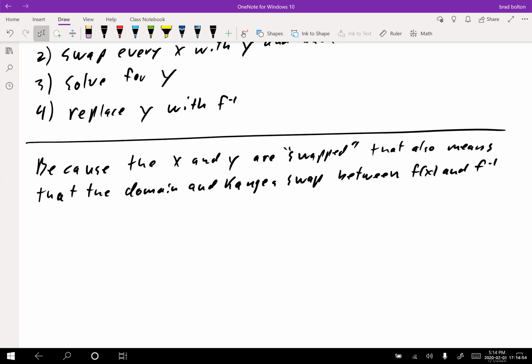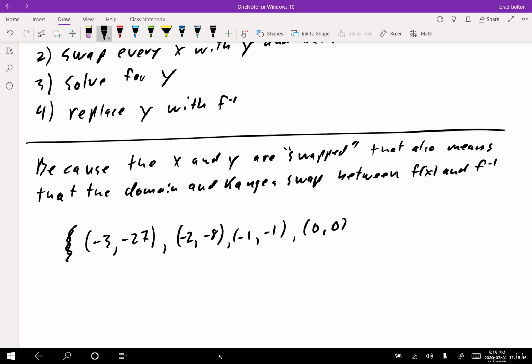So suppose that I gave you these points. Let's say that you had the point -3, -27. Say you also had the point -2, -8. Let's say you had the point -1, -1. Let's say you had the point 0, 0. Let's say you had the point 1, 1. Let's say you had the point 2, 8. And let's say you had the point 3, 27. Okay.